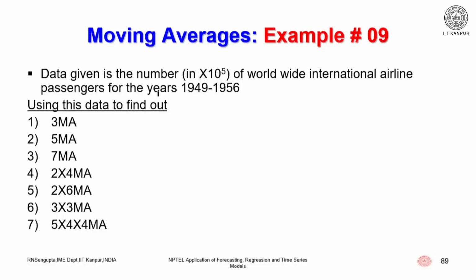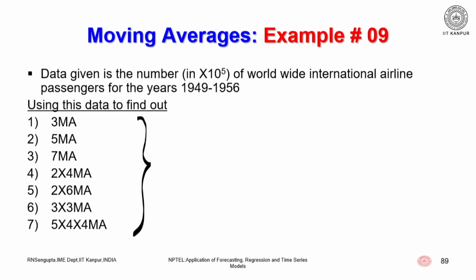Before that, I will show different ways of calculating the moving averages, which will be utilized when we specify the diagram and the figure. The data given is the number, in 10 to the power 5 or in lakhs, of worldwide international air travel passengers for the year 1949 to 1956. And using this data, we need to find out the following: 3-month moving average, 5-month moving average, 7-month moving average.